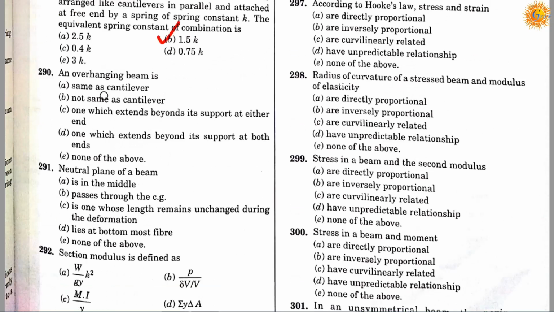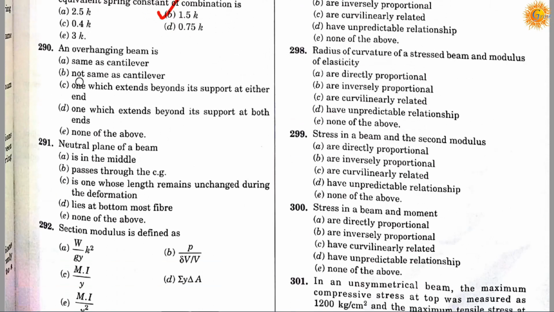Question number 290. An overhanging beam is: option A, same as cantilever; option B, not same as cantilever; option C, one which extends beyond its support at either end; option D, one which extends beyond its support at both ends; and option E is none of the above. Correct answer C. An overhanging beam is the one which extends beyond its supports at either end.